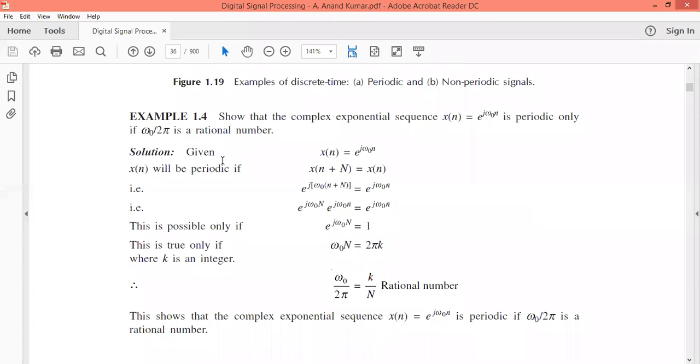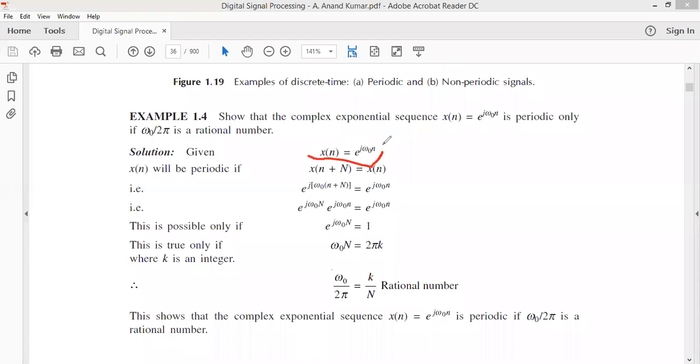Okay, so here we take this example, x of n is equal to e power j omega n, and we have discussed that this signal is periodic whenever we replace n with n plus capital N, that is equal to x of n. If this condition is satisfied, x of n plus N should be equal to x of n. When this condition is satisfied, then only we say that this signal is periodic. Okay. Now what we do here, substitute n is equal to n plus capital N in this equation.